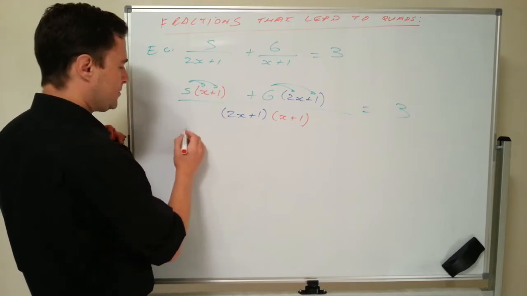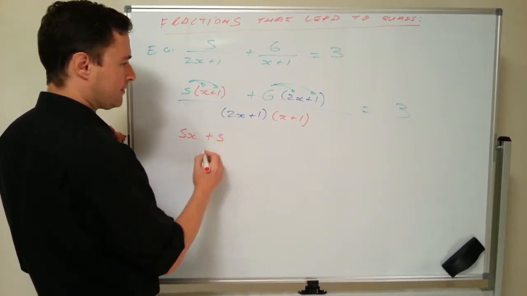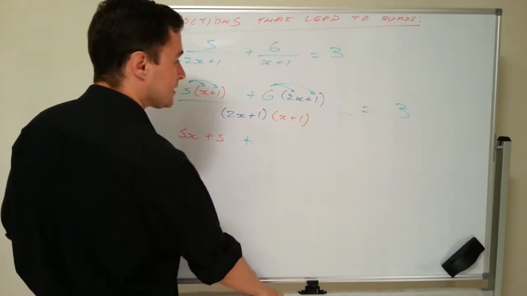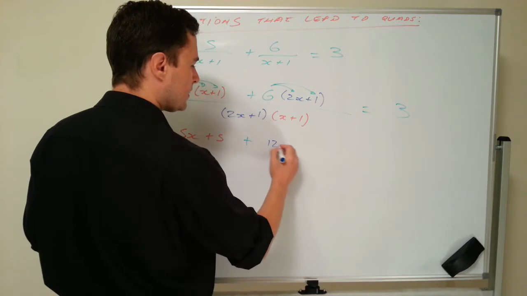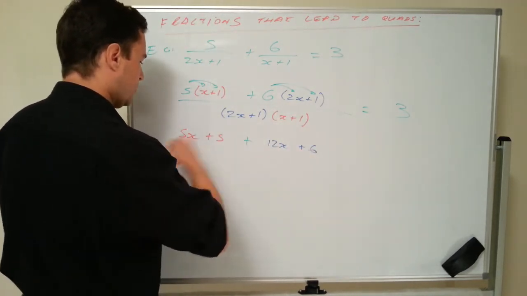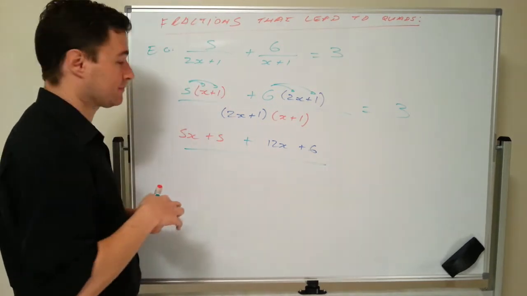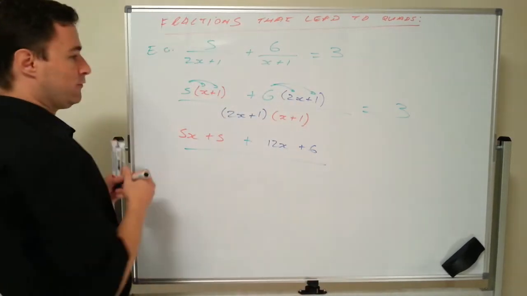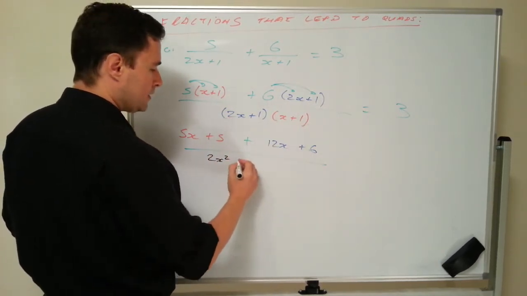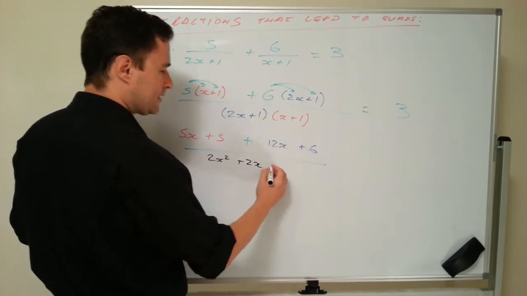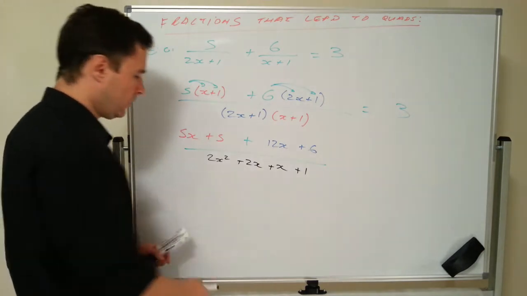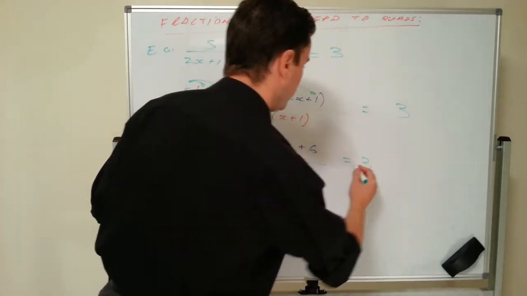On top, 5 times x is 5x, 5 times 1 is plus 5. Plus, 6 times 2x is 12x, 6 times 1 is 6. All over, at the bottom here, let's do the FOIL on this. 2x times x is 2x squared. 2x times 1 is 2x. 1 times x is x. 1 times 1 is 1. All of that equals 3.